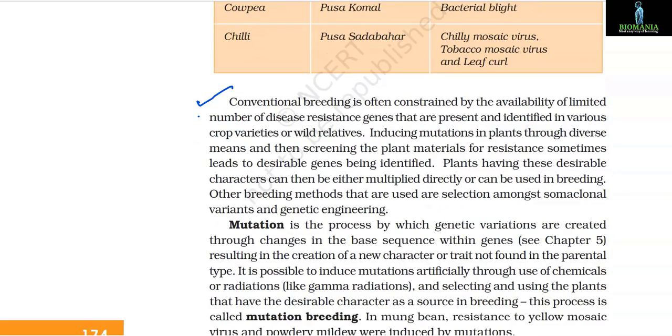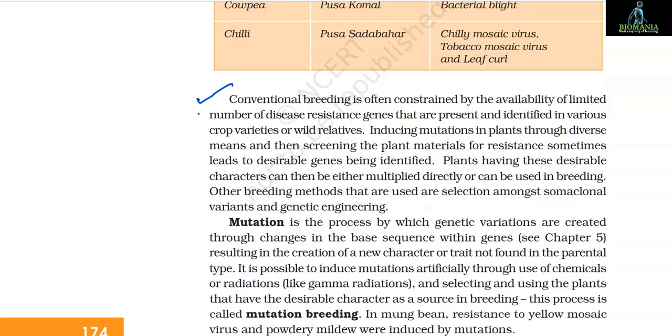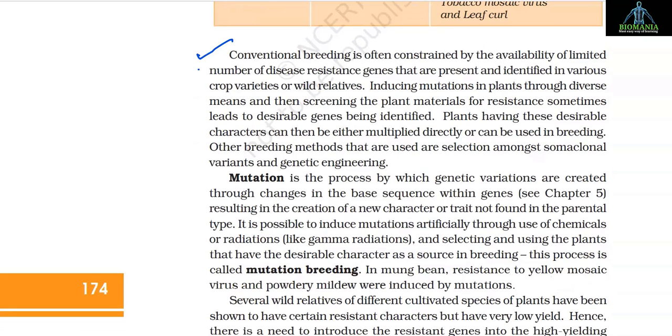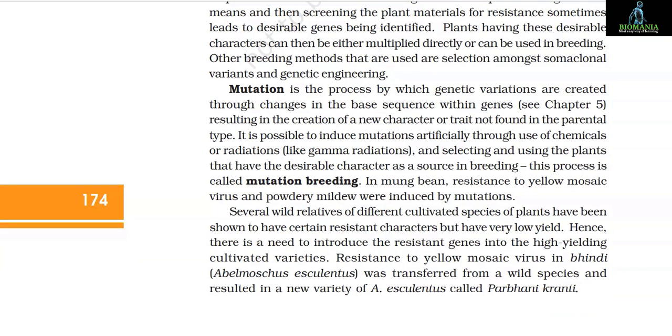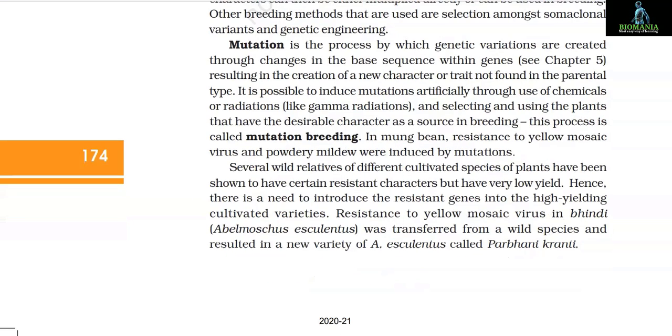Conventional breeding is often constrained by the availability of a limited number of disease-resistant genes that are present and identified in various crops or wild relatives. Inducing mutations in plants through diverse means and then screening the plant materials for resistance sometimes leads to desirable genes being identified. Plants having these desirable characters can then be either multiplied directly or used in breeding. Other breeding methods that are used are selection among the somaclonal variants and genetic engineering.